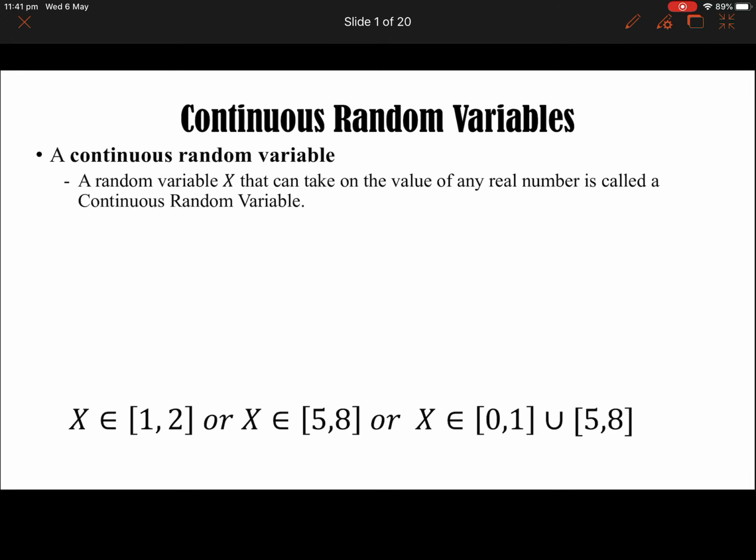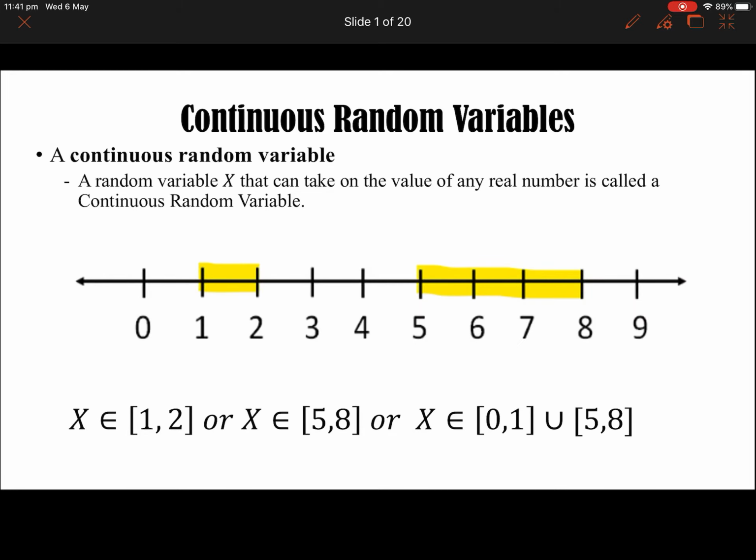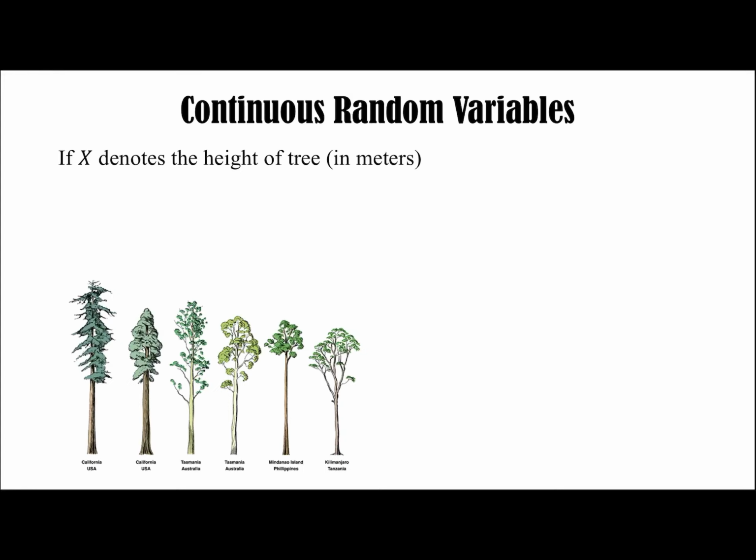A random variable X is continuous if possible values are in either a single interval on the number line or a union of disjoint intervals. For example, if we take X as the height in meters of a randomly selected tree, then X is a continuous random variable.